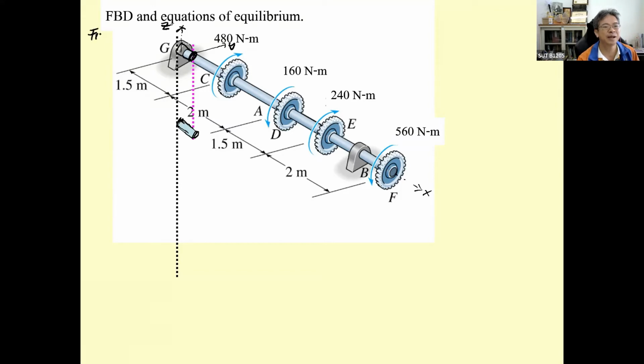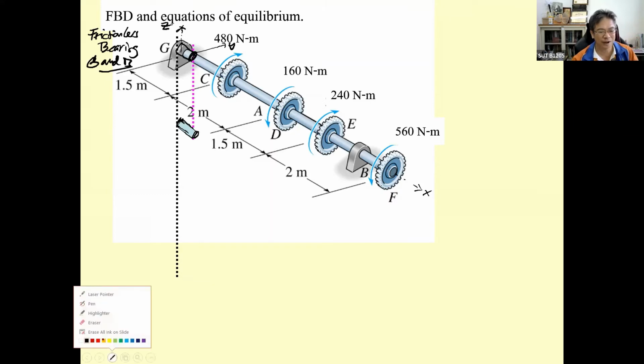G is going to be the frictionless bearing. You know the bearing, right? If you don't know, go to your motorcycle. In the wheel, there is the bearing that lets your wheel rotate when you drive the motorcycle. So the G and B are going to be frictionless bearings. By doing this, another thing you've got to do, in my opinion, is to find the direction of the torsion. Okay, you're going to find the direction of torsion.